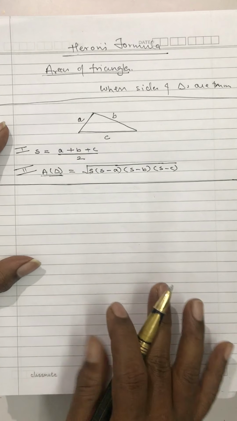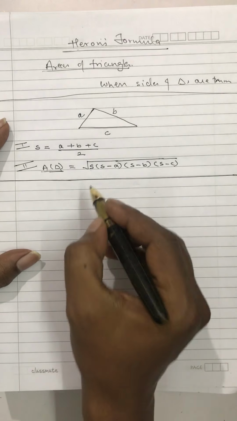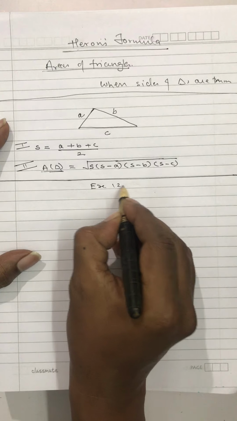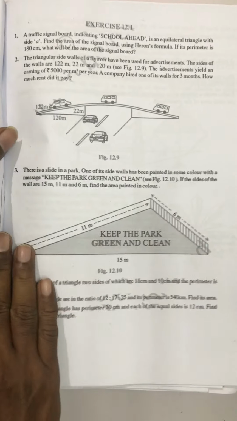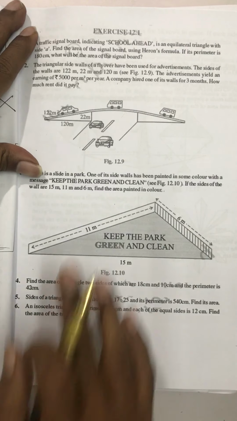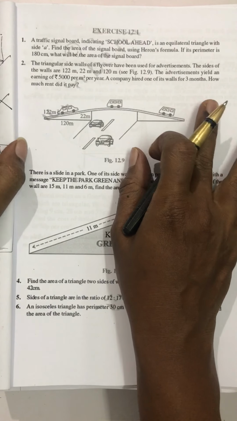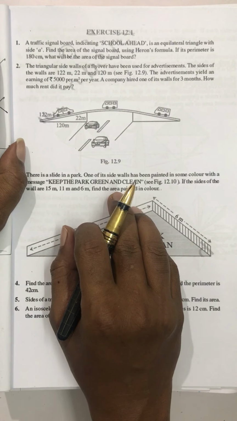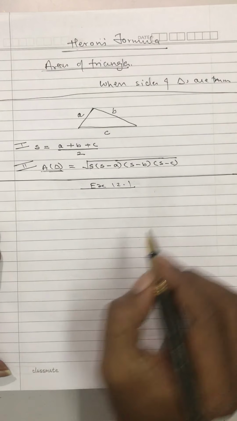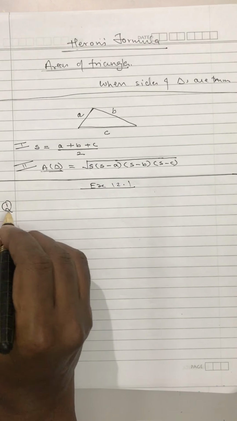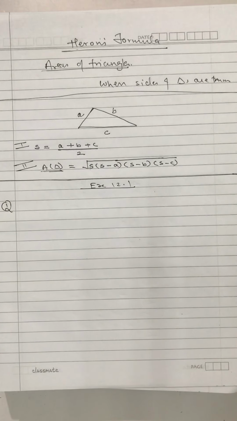So we can proceed with the exercise, that is exercise 12.1. I request you all students to take your textbook with you, because I don't think that this will be clearly visible on this video. So I'll read out the question for you all. Kindly hold your textbooks in front of you. You can pause the video if your textbook is not ready, and get the textbook and come back.